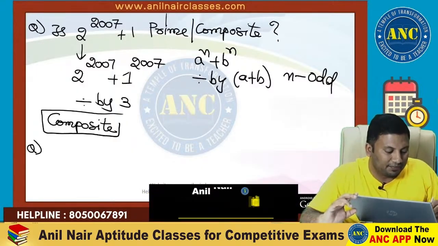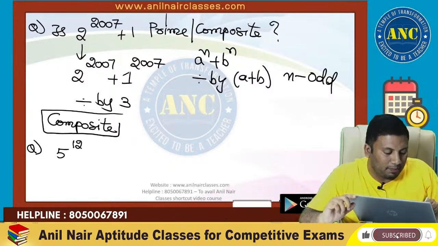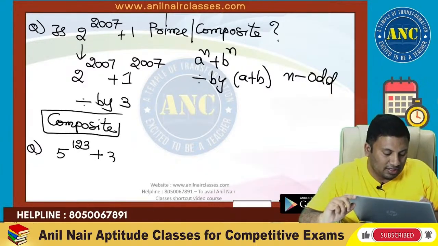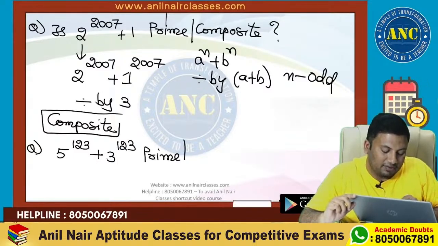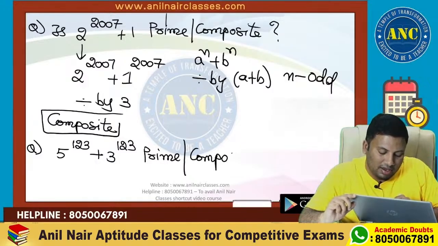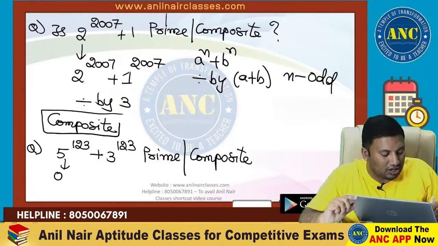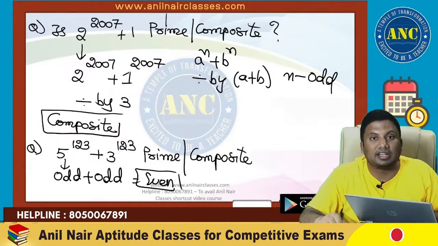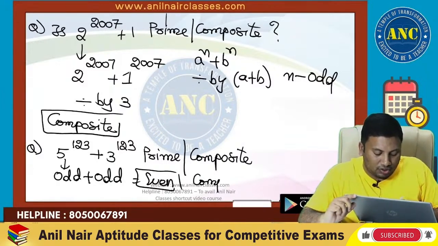Suppose it is 5 power 123 plus 3 power 123. This can also be done very easily by using rule number 1. 5 is an odd number, 3 is an odd number. Odd plus odd is an even number. So there is no even number other than 2 which is a prime number. So the answer for this question is composite.